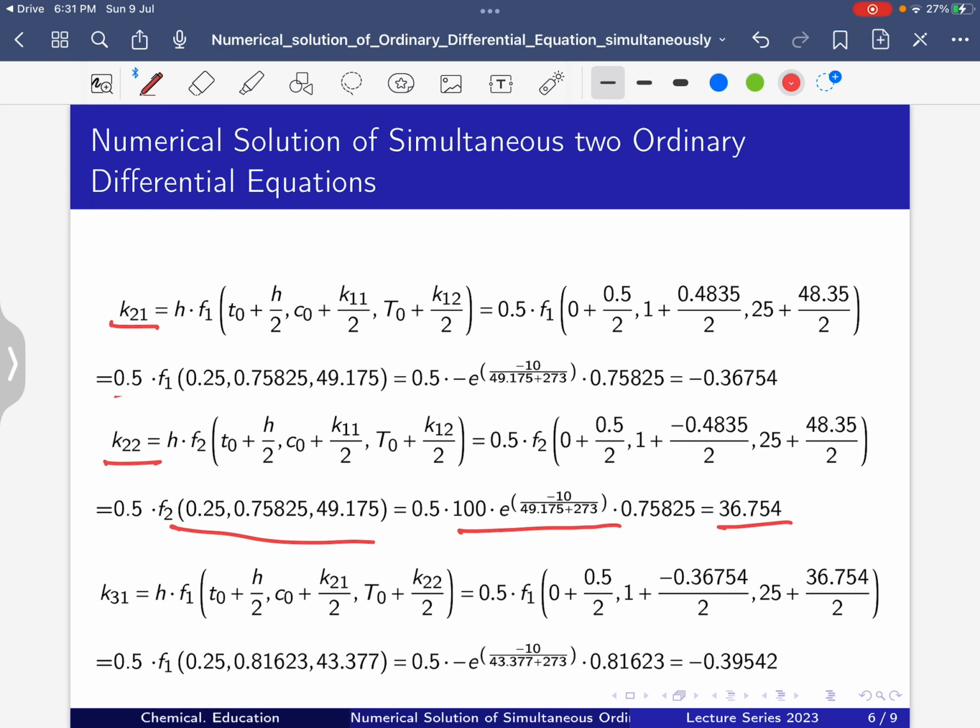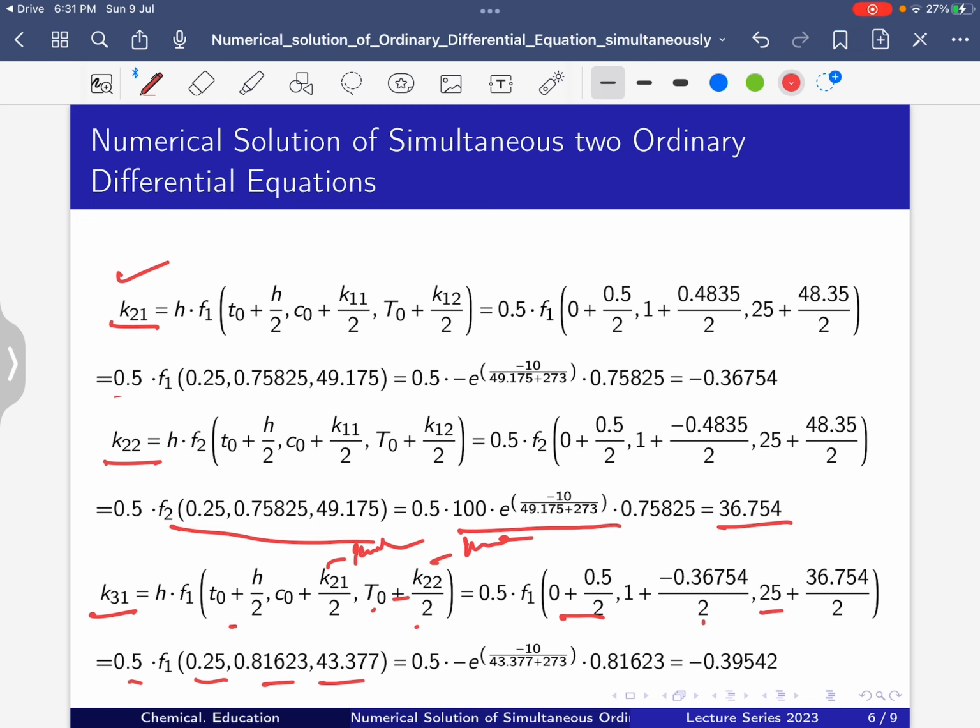Similarly, we can calculate k31, so that is h into f1 of (t0 plus h by 2, c0 plus k21 by 2, T0 plus k22 by 2). k21 we are getting from here, known, k22 also known. Then 0.5 into f1 of 0.25, 1 plus minus 0.36754 by 2, and T0 25 plus 36.754 by 2. Okay, now if we do the calculation, we will get 0.5 into f1 of 0.25, 0.81623, 43.777.